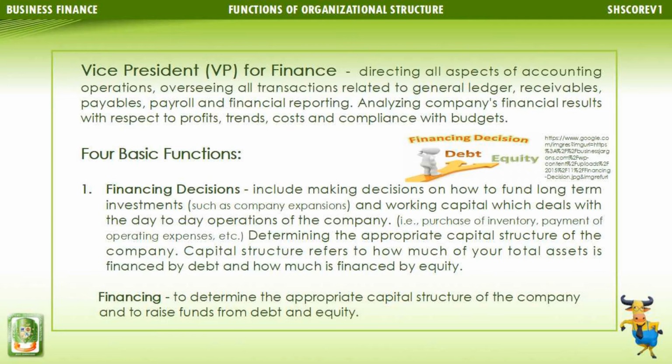One of the 4 basic functions is the financing decisions, which includes making decisions on how to fund long-term investments, such as company expansions, and working capital, which deals with the day-to-day operations of the company. Take, for example, the purchase of inventory, payment of operating expenses, and others. Determining the appropriate capital structure of the company. Capital structure refers to how much of your total assets is financed by debt and how much is financed by equity. Financing, to determine the appropriate capital structure of the company and to raise funds from debt and equity.